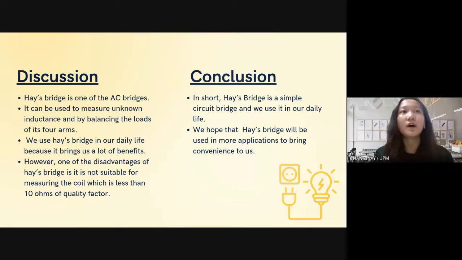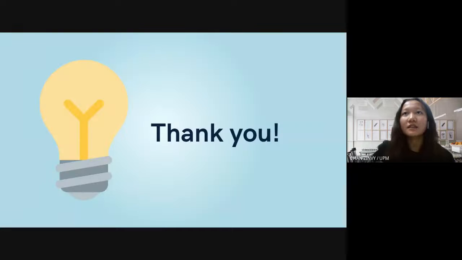So Hay Bridge is one of the AC bridges and it can be used to measure unknown inductance by balancing the loads of its four arms. And we can use the Hay Bridge in our daily life because it brings us a lot of benefits. However, one of the disadvantages of the Hay Bridge is that it is not suitable for measuring a coil with a quality factor of less than 10. In short, Hay Bridge is a simple bridge circuit and we can use it in our daily life, and we hope that the Hay Bridge will be used in more applications to bring convenience to us. That's all from our group, and thank you for watching.